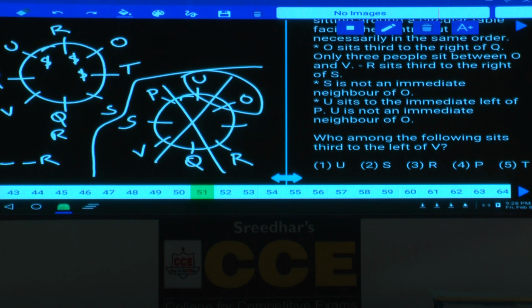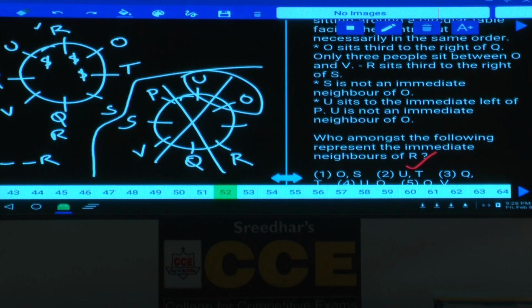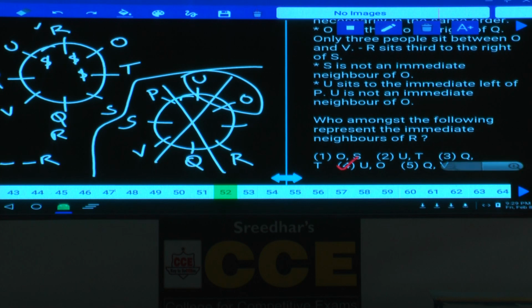Then 51, who among the following sits third to the left of V? Third to the left of V. Now, V is here facing towards the center, R is third to the left of V, choice 3. Then question number 52, who among the following represent the immediate neighbors of R? Immediate neighbors of R are U and O. Now, this U and O given in which choice? U and O, that is choice 4. 52, choice 4.